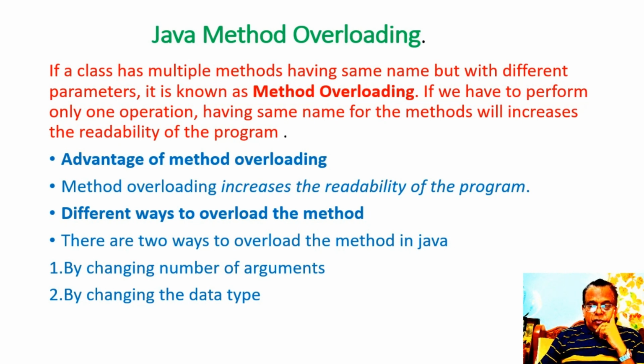Different ways to overload the method. There are two ways to overload the method in Java. One is by changing the number of arguments, and the other is by changing the data type.